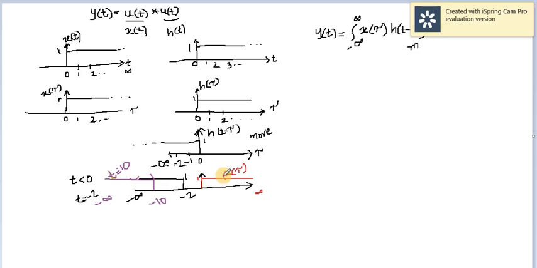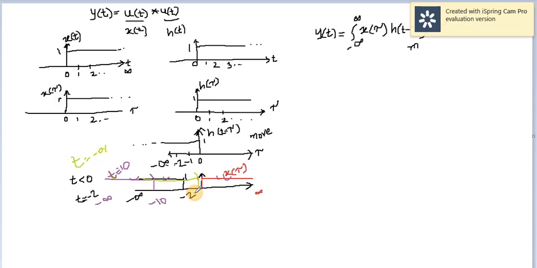So multiplication is impossible. Whatever the value of t, as long as it is negative, even if I choose the value of t as minus 0.1, then this signal is left shifted by 0.1. Let's say 0.1 is here, but it is on the left of 0. So the signal will be in this fashion. Its amplitude is 1. So it will be minus 0.1.